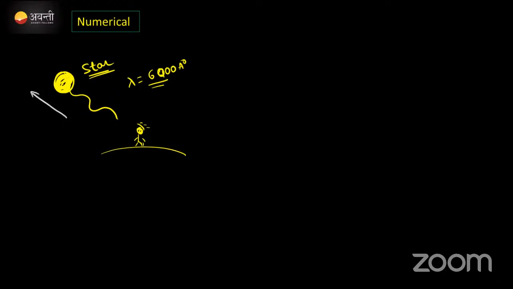Okay, it is moving at a rate of 5 kilometer per hour. Right now it is moving away, which means what kind of shift is taking place? Let me know. The first question is, what kind of shift is this one? Is it red shift or blue shift?